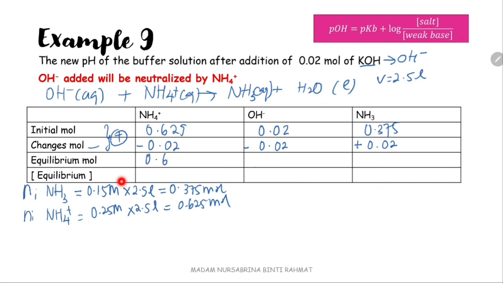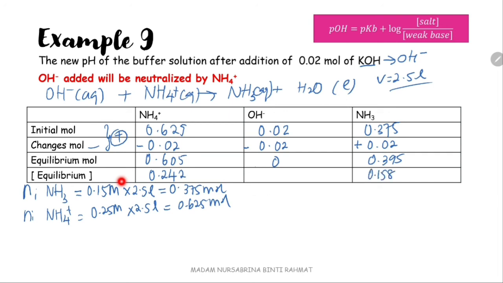So I will get 0.605 for my ammonium ion, 0 for my hydroxide ion, and 0.395 moles for my ammonia. Okay, so at equilibrium, the concentration is simply number of mole at equilibrium divided by the volume of the solution, 2.5 liters. So you will get the ammonium ion to be 0.242 molar, and my ammonia is 0.158 molar.